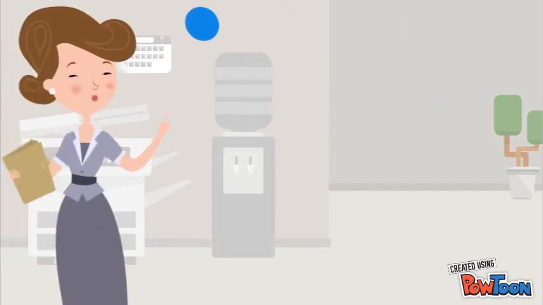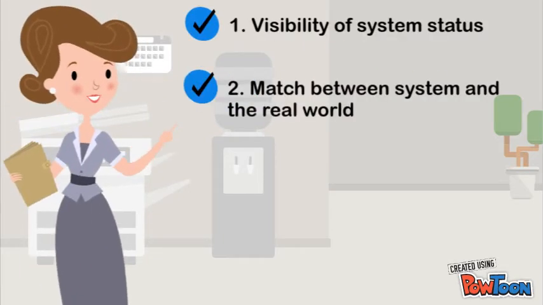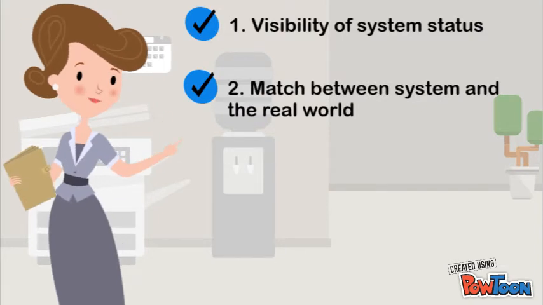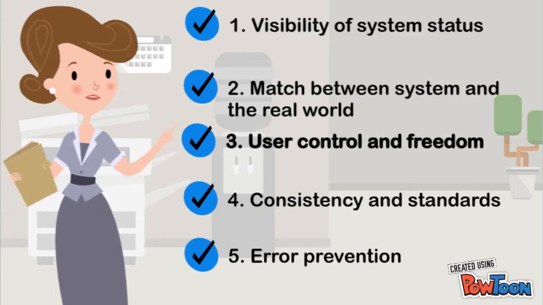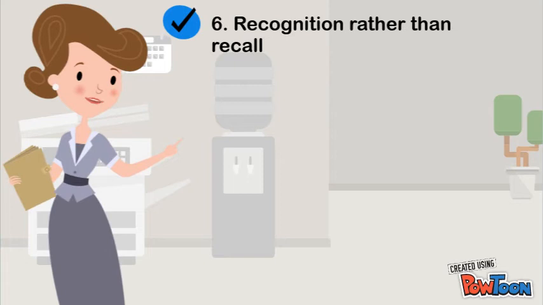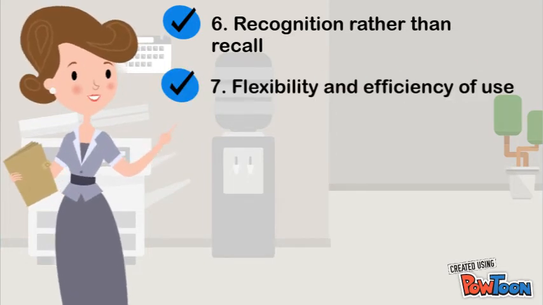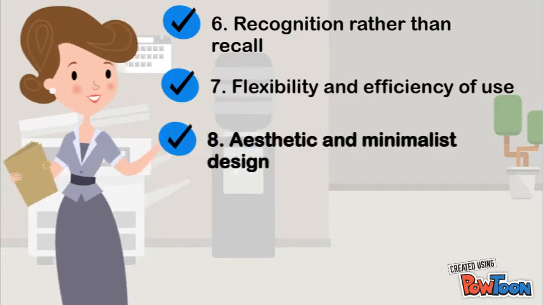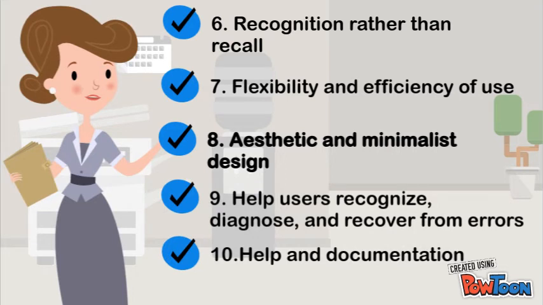Number 1. Visibility of system status. Number 2. Match between system and the real world. Number 3. User control and freedom. Number 4. Consistency and standards. Number 5. Error prevention. Number 6. Recognition rather than recall. Number 7. Flexibility and efficiency of use. Number 8. Aesthetic and minimalist design. Number 9. Help users recognize, diagnose, and recover from errors. Number 10. Help and documentation.